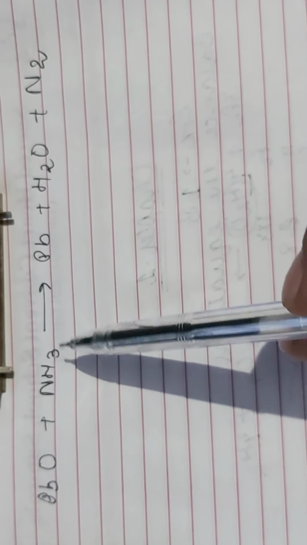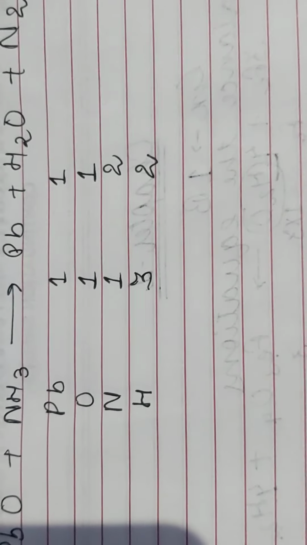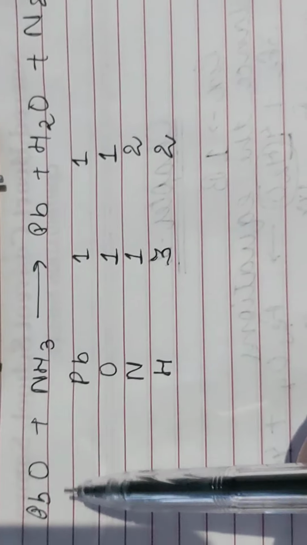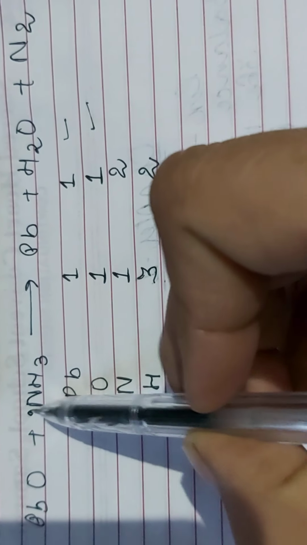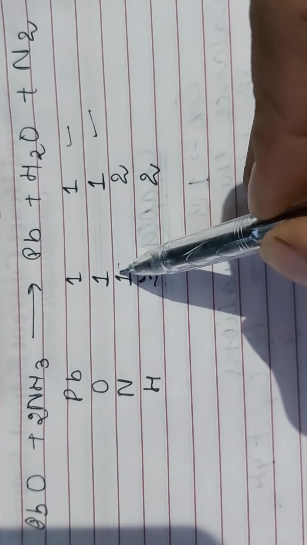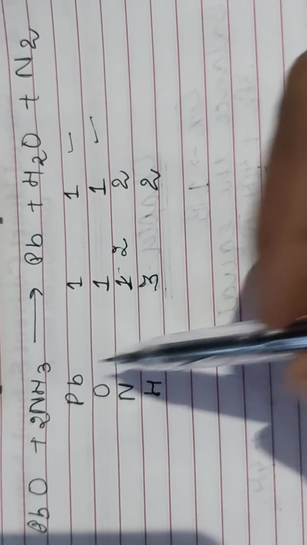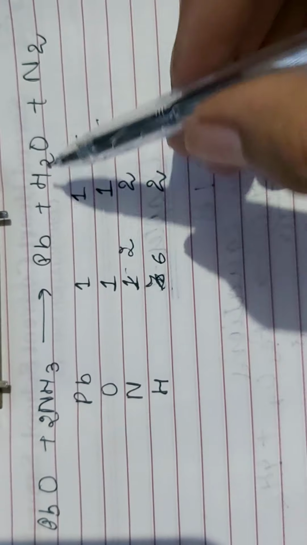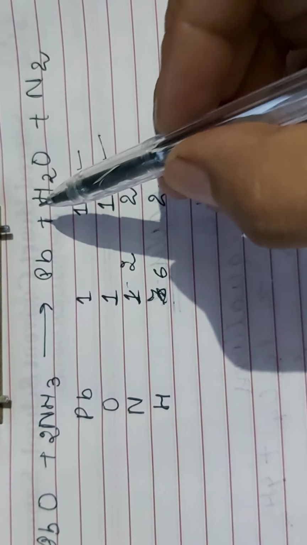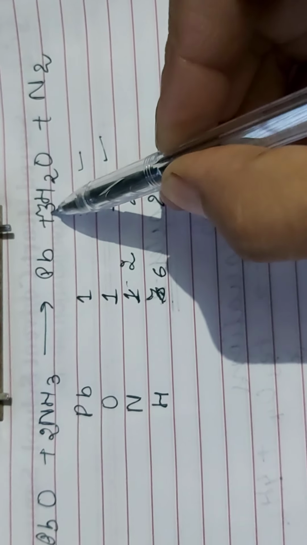Now see this E part. Lead oxide plus ammonia changes into lead plus water plus nitrogen. We have written their number of atoms. Lead this side 1, this side also 1. This is balanced. Oxygen is also balanced. Nitrogen this side 1, this side 2. So we will multiply this by 2. Now nitrogen is 2 and 2. Hydrogen 3 2s are 6, on this side only 2. So we will convert it into 6 by multiplying here with 3.